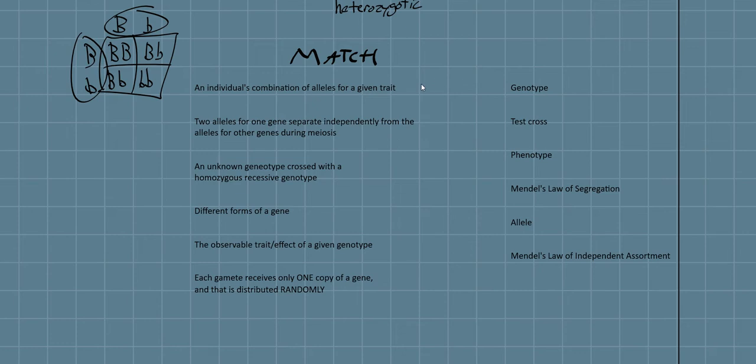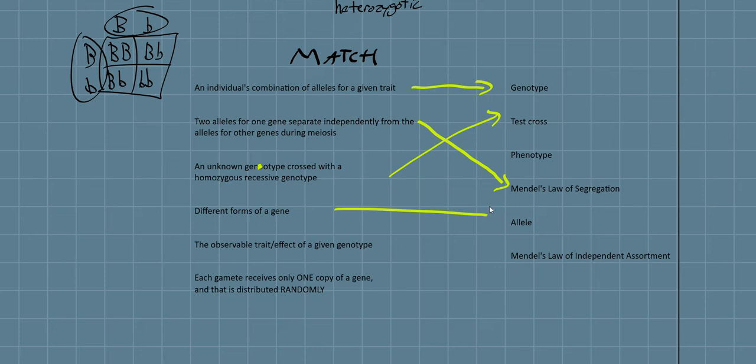Just some quick matching here. An individual's combination of alleles for a given trait, maybe pause and do this yourself, but that is their genotype. Two alleles from one gene separate independently from the alleles for another gene during meiosis. This is one of Mendel's laws, and it's the law of segregation. An unknown genotype crossed with the homozygous recessive genotype is a test cross to figure out what the unknown genotype is, because if we know that it's breeding with homozygous recessive, it can tell us a lot about what the other one is.